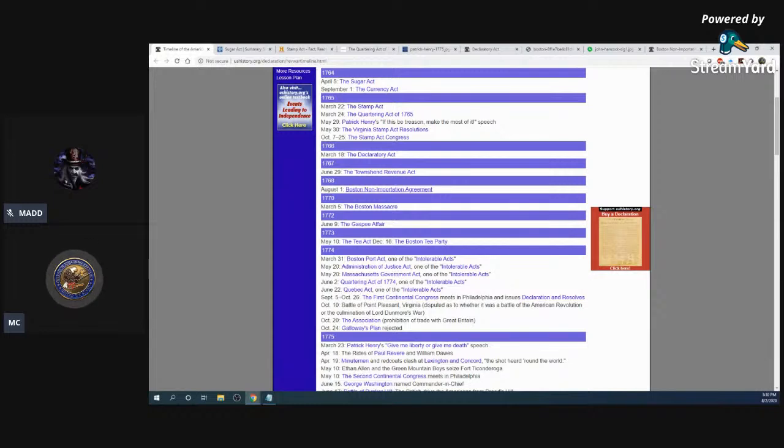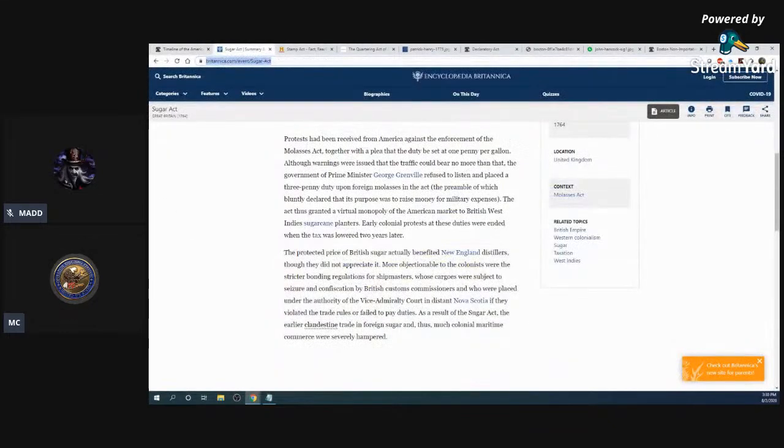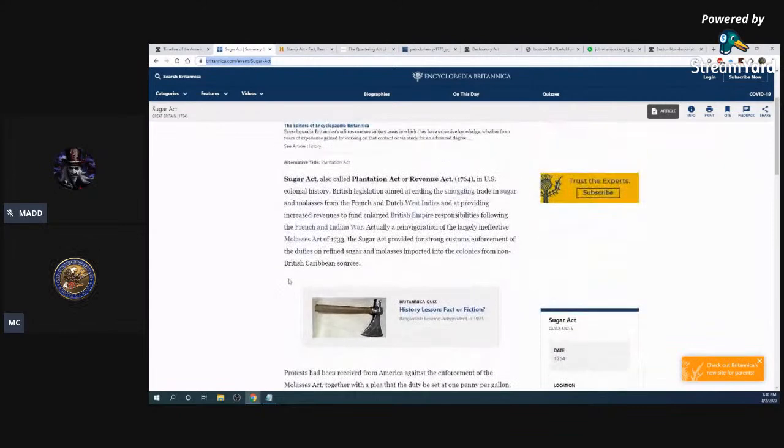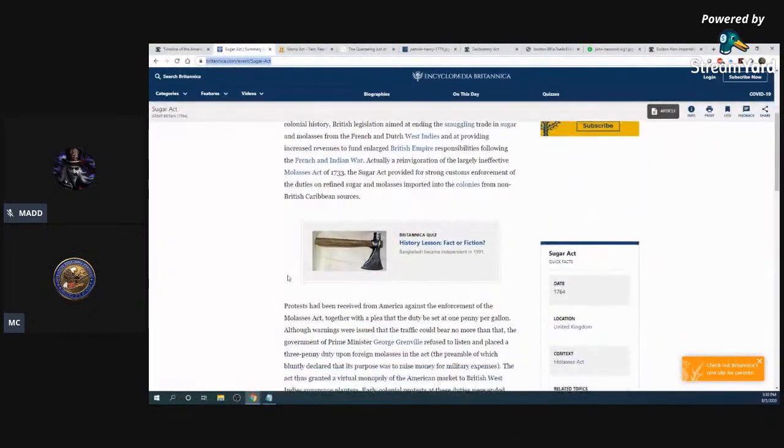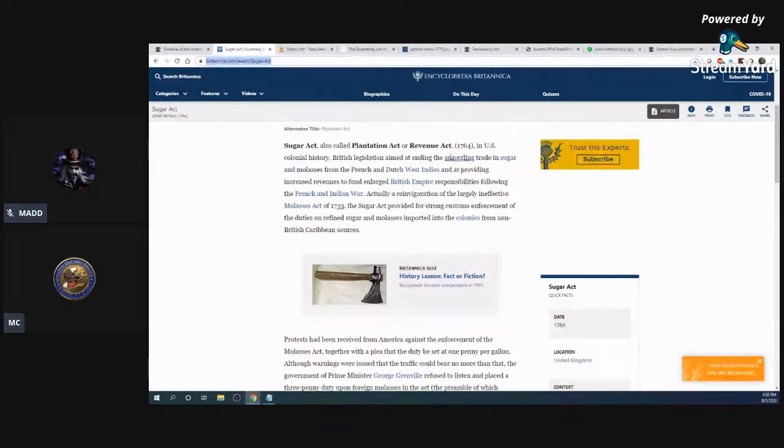So let's talk about the sugar tax. Let's start with it. The sugar tax. Let's read this. This is a great thing here. The act starts to tax the British colonies, and is aimed at ending smuggling in the sugar trade from the French and Dutch West Indies, and provide increased revenues to fund the enlarged British Empire.